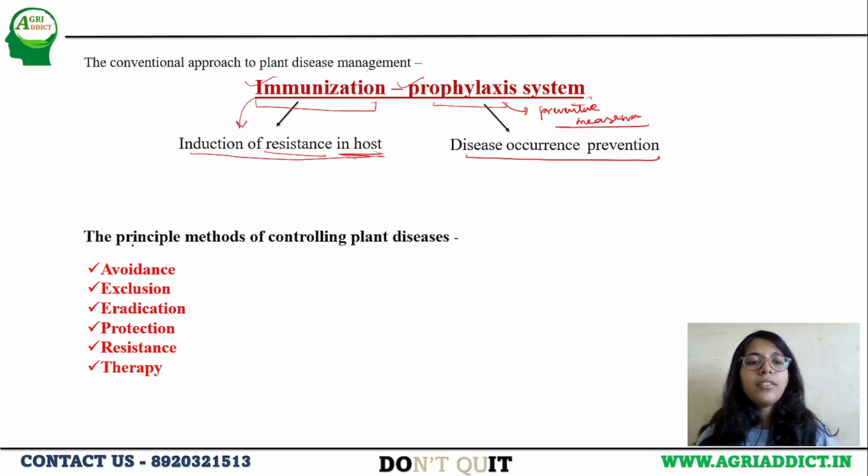So, there are various principal methods by which we can control a plant disease: avoidance, exclusion, eradication, protection, resistance, and therapy. These are the principal methods that we adopt for managing a plant disease. We will talk about each of them.